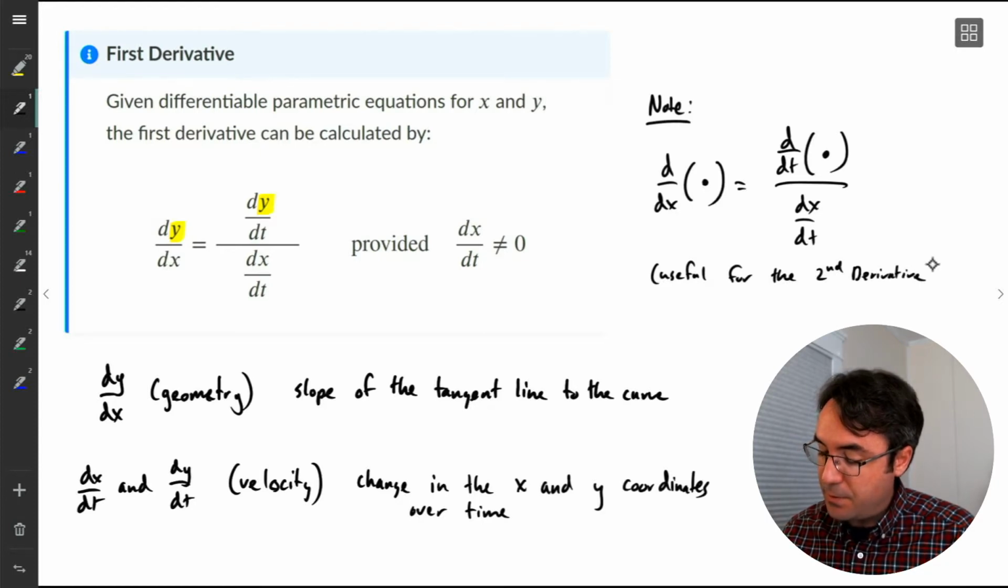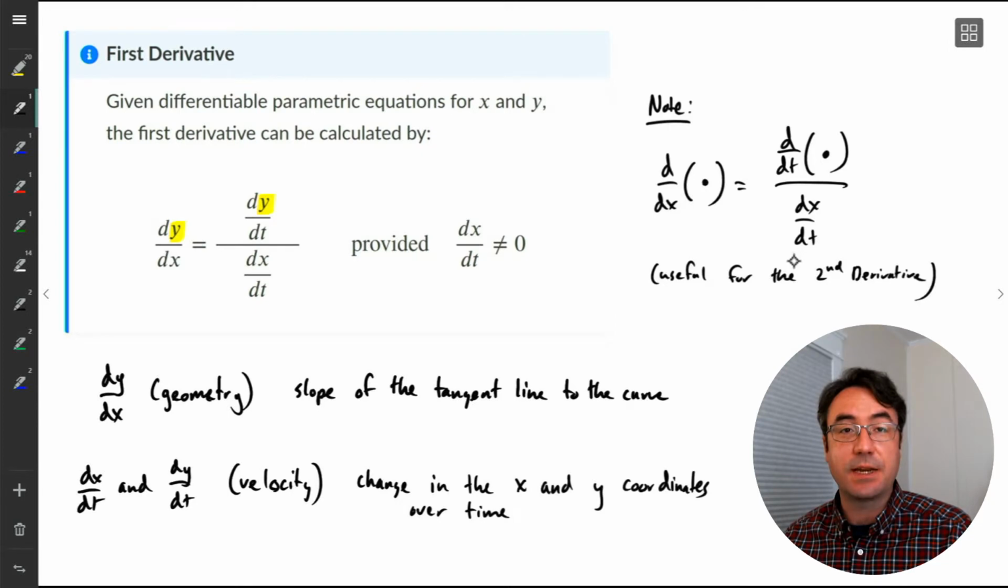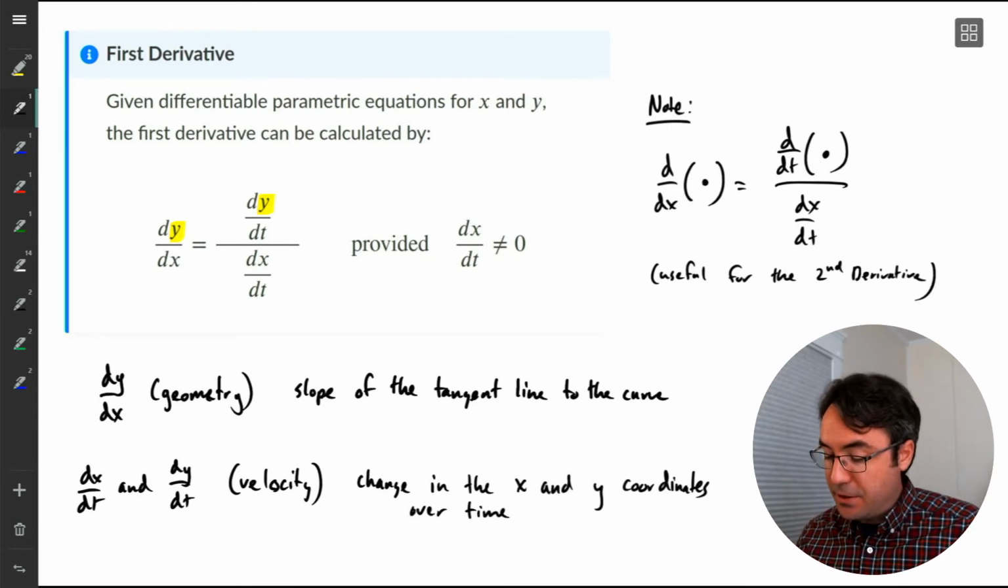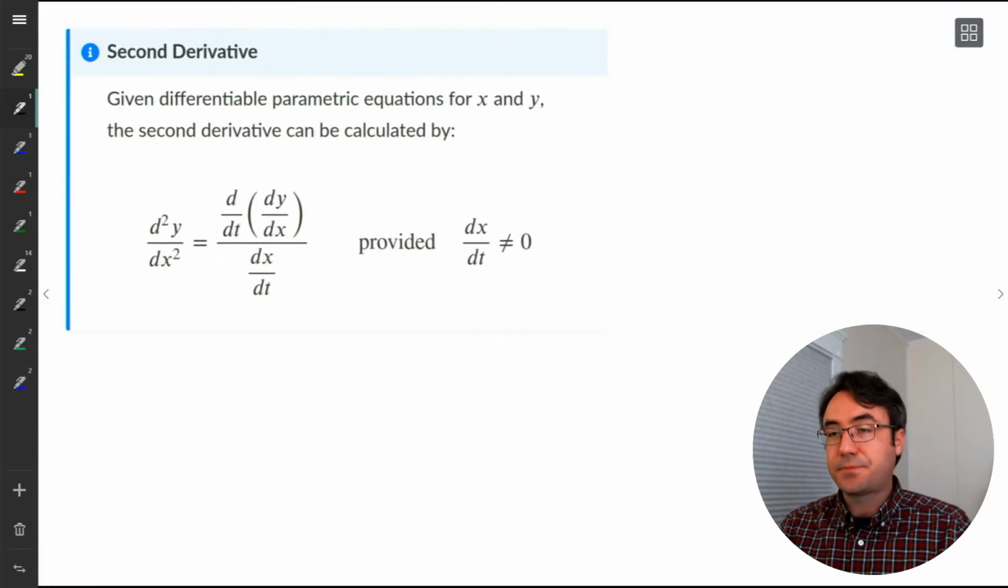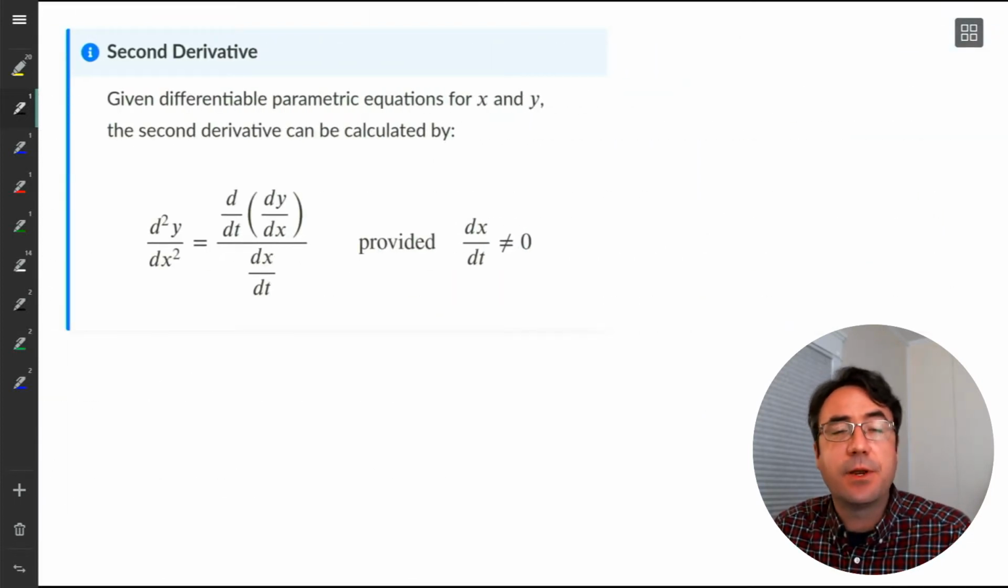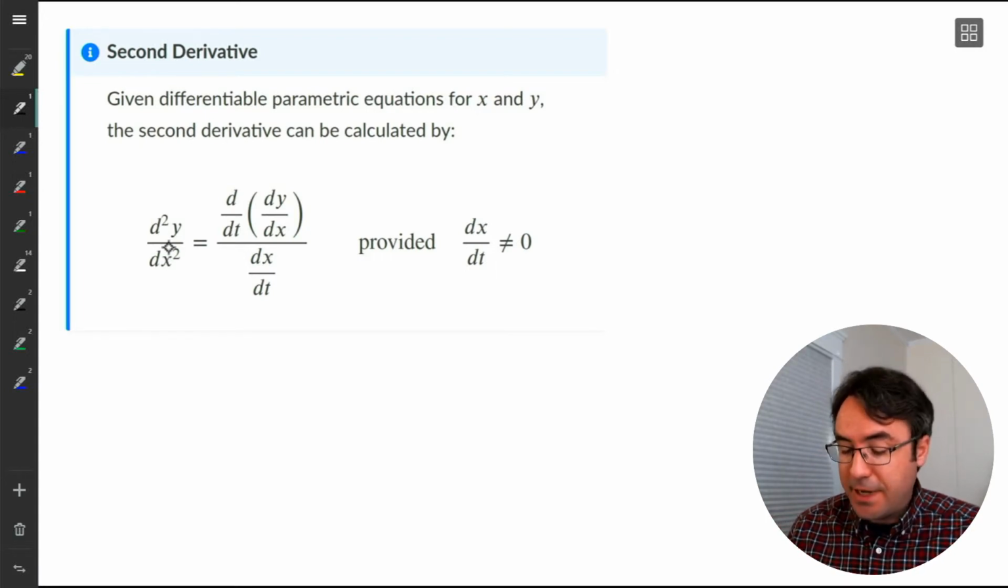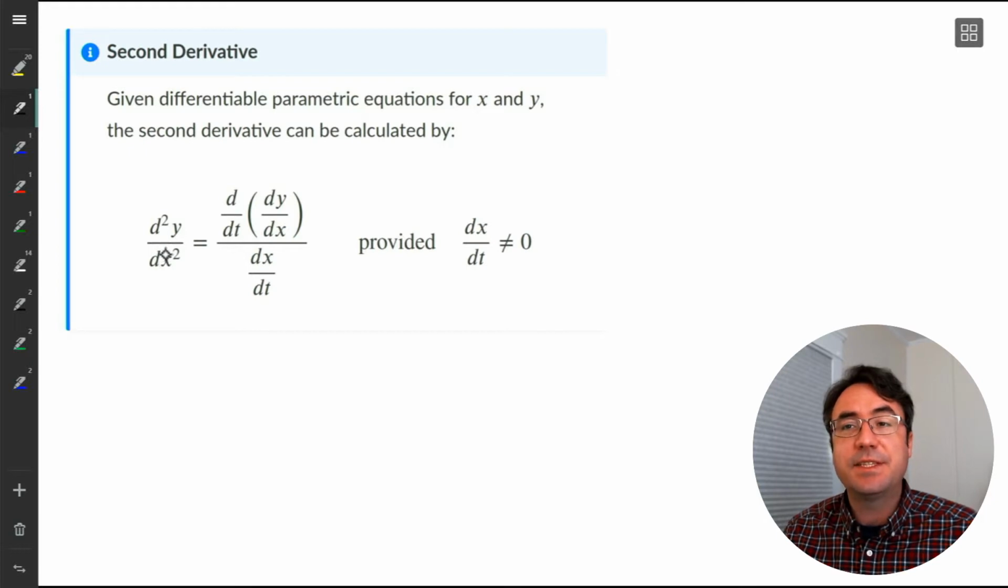So keep this in mind with what we're going to talk about next, the second derivative. All right, so let's take a look at that. Same kind of setup here. We're going to have parametric equations for x and y. We want to calculate the second derivative of y with respect to x. So how do we actually do that?